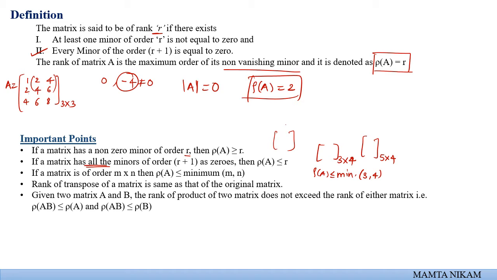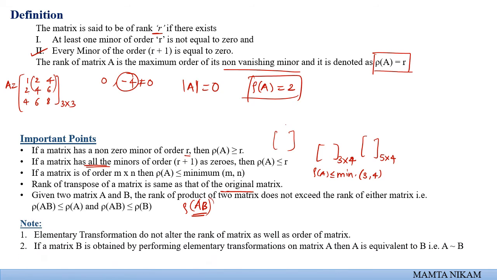Next, suppose you take the transpose of a given matrix, then we observe the rank of the transpose matrix is the same as that of the original matrix. Next, suppose you have two matrices A and B, and you take the product of these two matrices, A into B. If you find the rank of the newly formed product matrix AB, we observe the rank of AB does not exceed the rank of either matrix A or matrix B. That is, rank of AB is less than or equal to rank of A, and also less than or equal to rank of B.